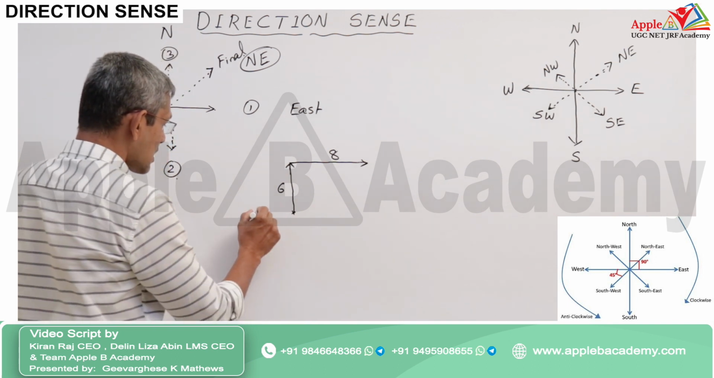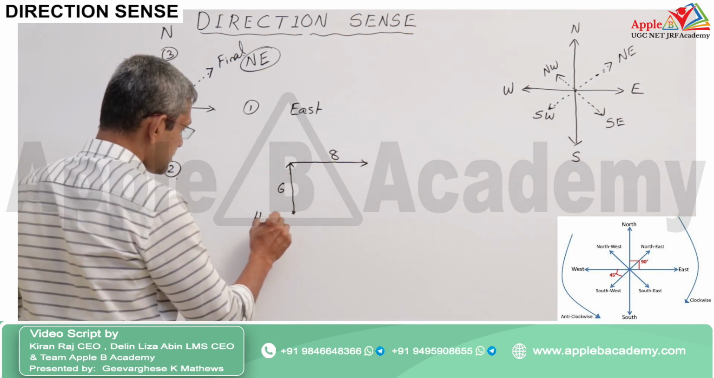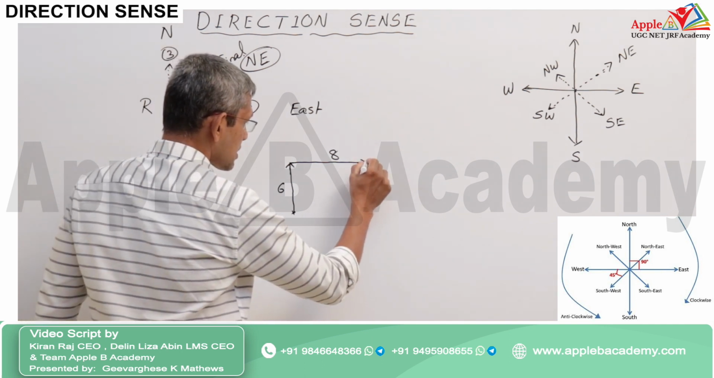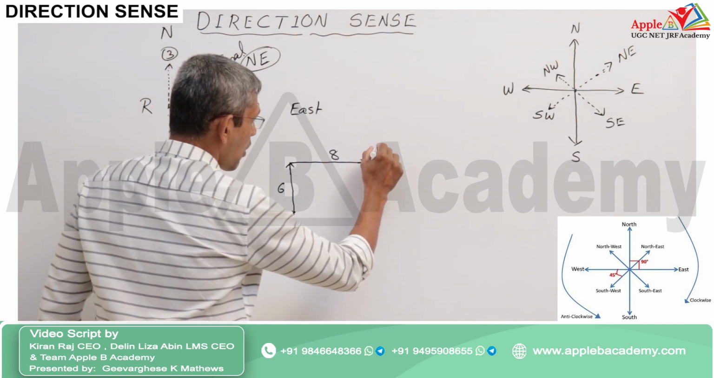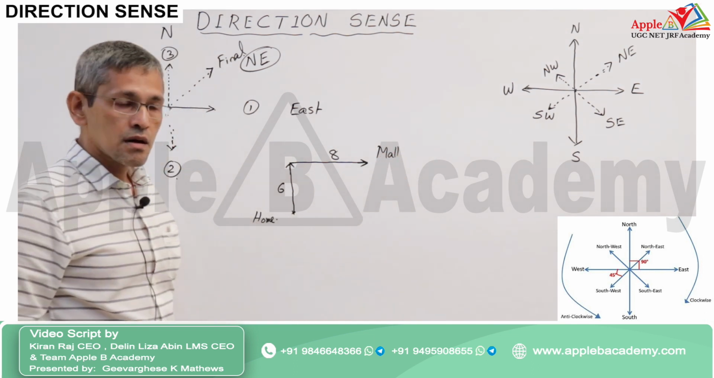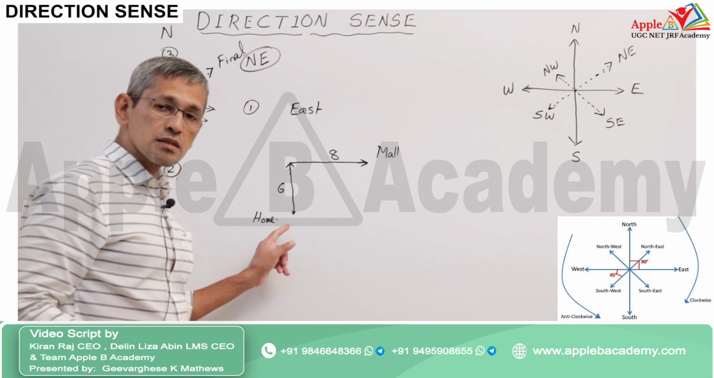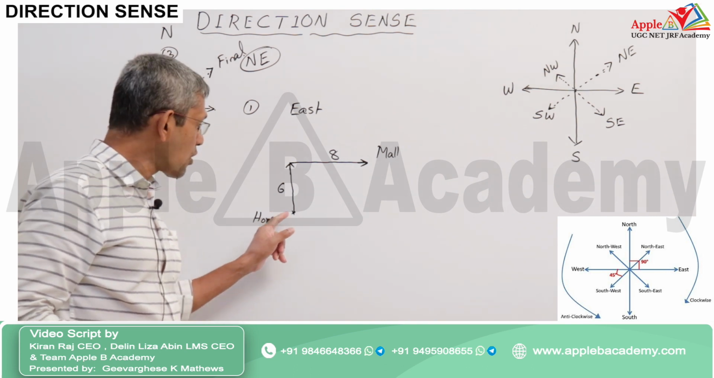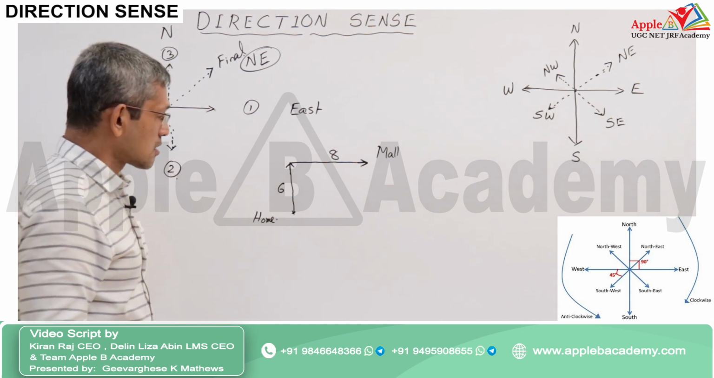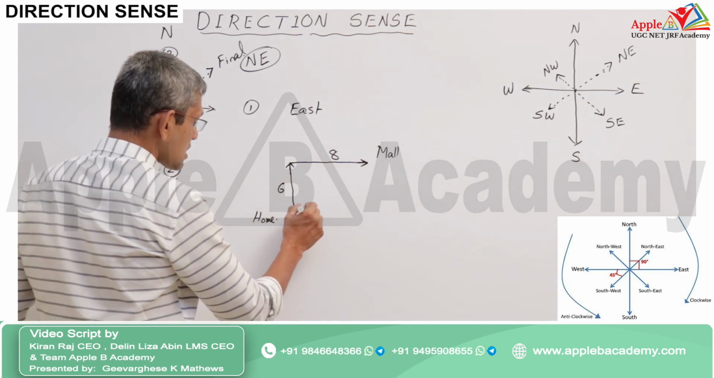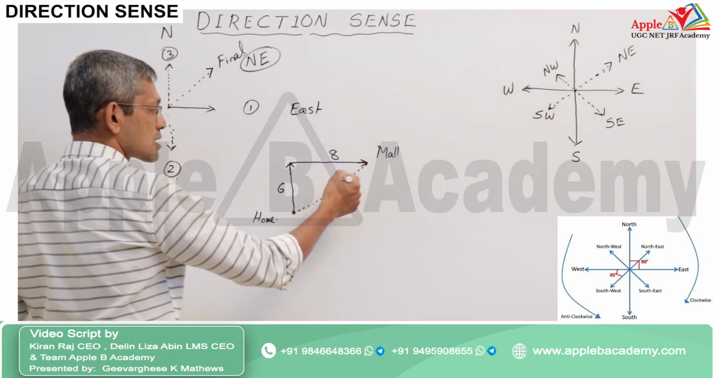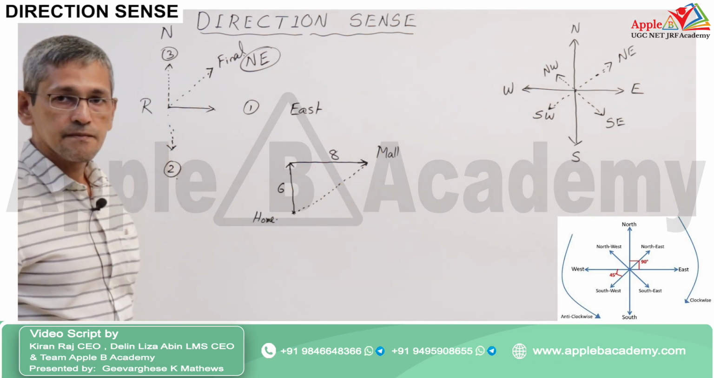She started from her home, and now she reached a mall. The question is, what is the straight line distance from her home to that shopping mall? This is the straight line distance, the aerial distance. And what is that distance? How do you find that distance?